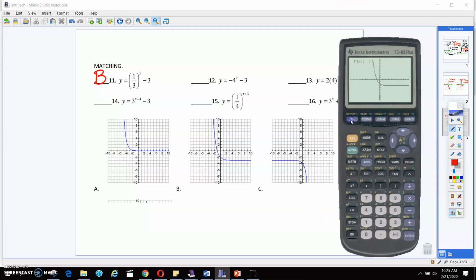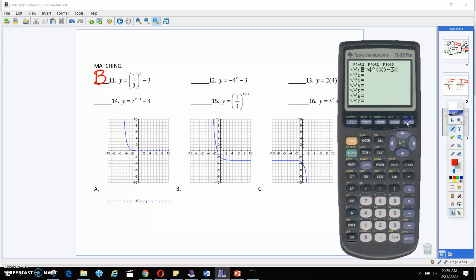Okay? On 12, we're going to go in and we're going to say, all right, negative 4 raised to the x value minus 3. We're going to hit graph. And the graph's going to pop up. Which one does that look like?